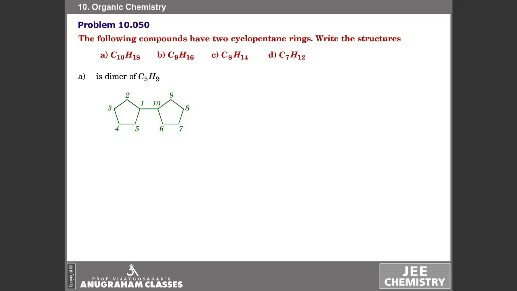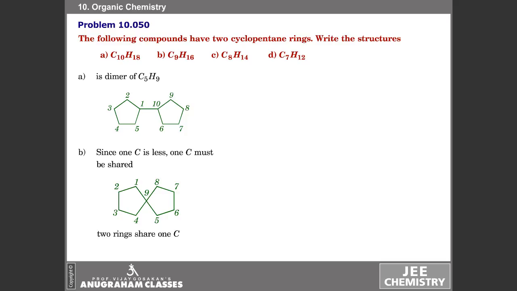The second formula is C9H16. We find there is one carbon less. This indicates the two rings share one carbon. The two rings share one corner. This is called a fused ring system sharing one corner.